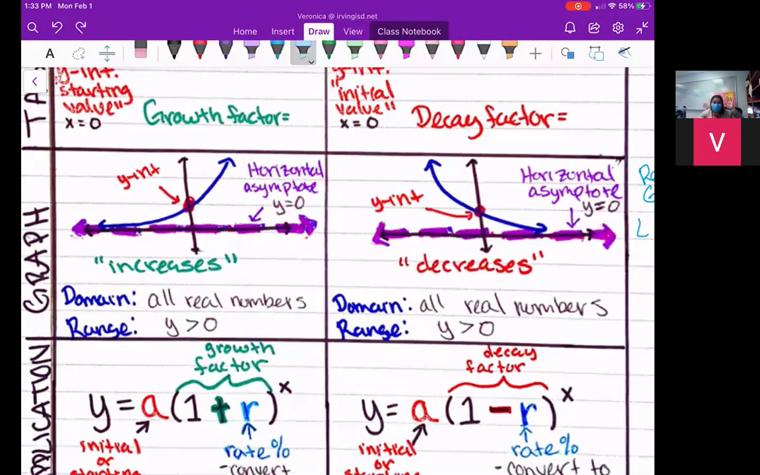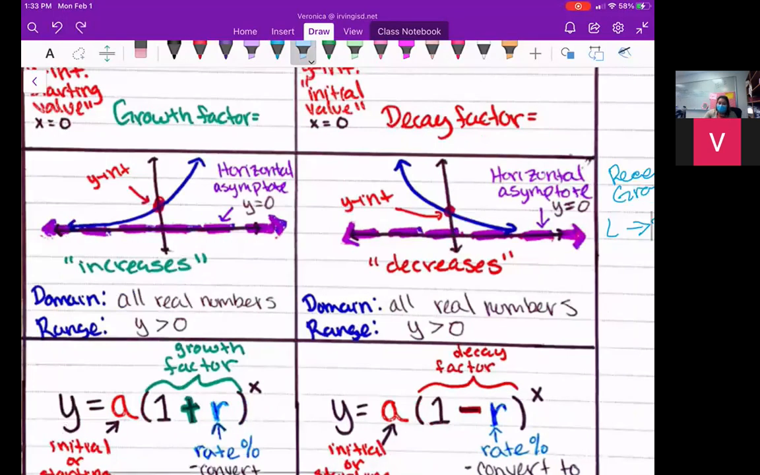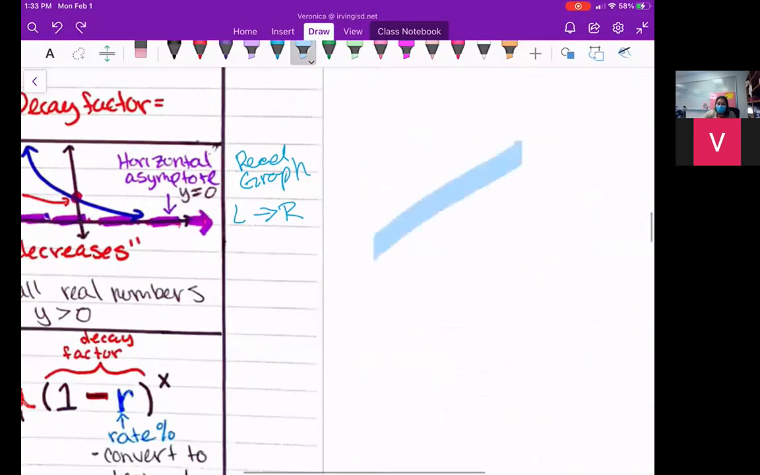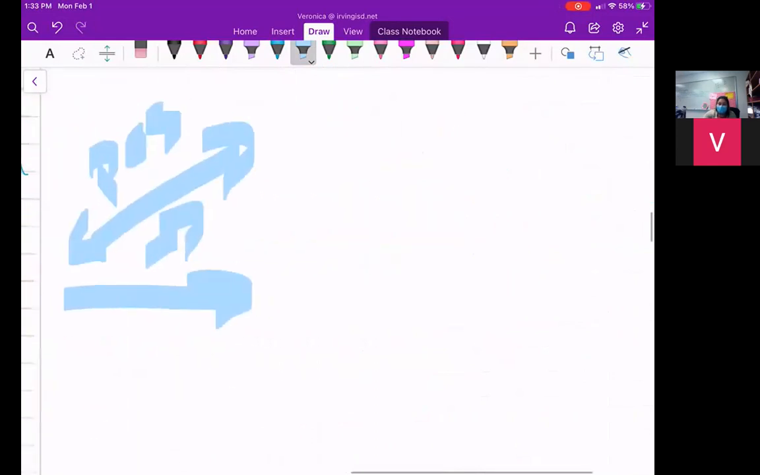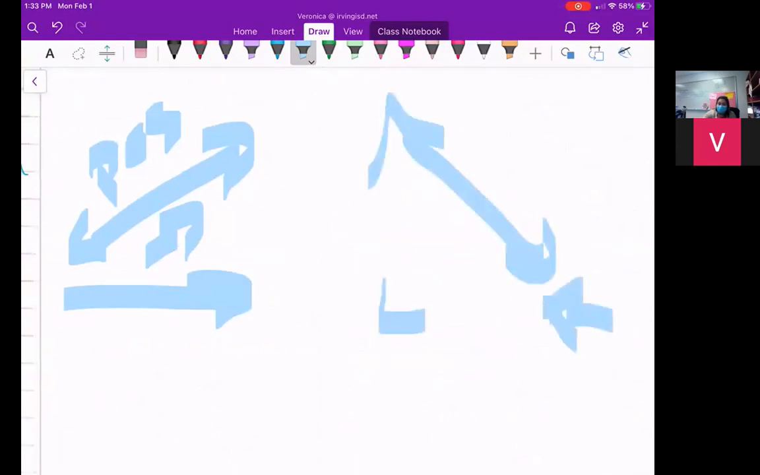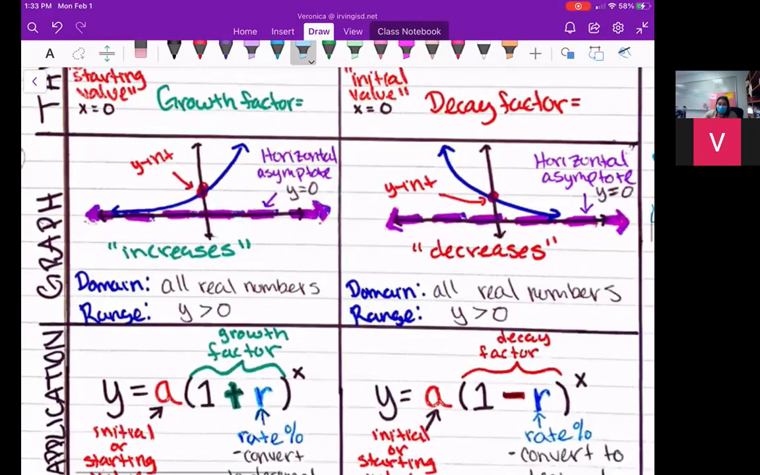So we can see that it's starting high. And then from left to right, it's decreasing, which is what makes it decay. Just how we have linear functions, right? If it's going this way, it's a positive slope because it's going up from left to right. And if you have a negative slope, it's going from left to right, going down. Same concept.